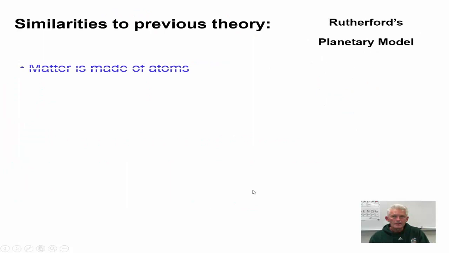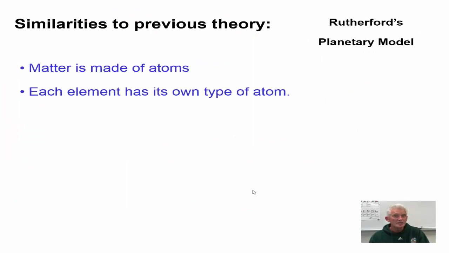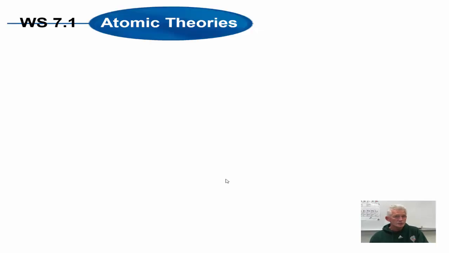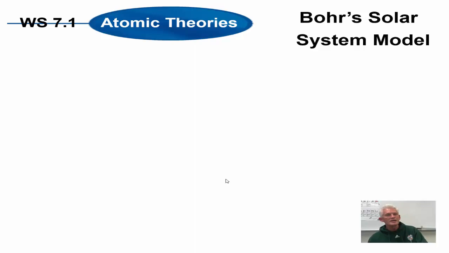So finally, the similarities. Matter is made of atoms. Each element has its own type of atom. By the way, if you want to just go ditto for these similarities, you'll notice they're pretty much the same as the ones before. Compounds are formed when two or more atoms are joined together. That brings us to the last chapter, so to speak, of 7.1. This would be Niels Bohr's solar system model. Can you draw a solar system?